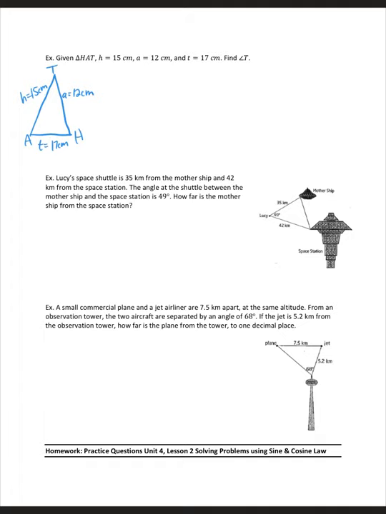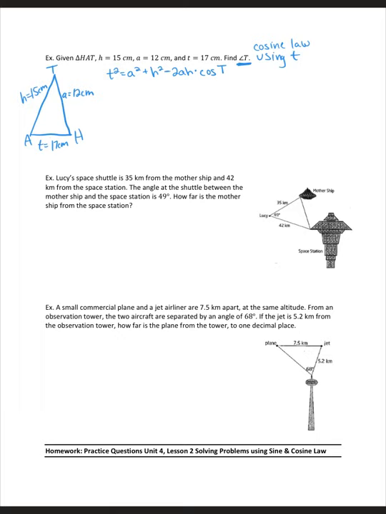So if we're trying to find T, we're going to set up the cosine law using that little t. So if I was to write the cosine law, it'd be t squared is equal to the sum of the squares of the other two side lengths, so a squared plus h squared. And you're going to subtract from that 2 times, again, those same side lengths, so a times h, times the cosine of the angle that corresponds to the side length we're trying to find, so times the cosine of t.